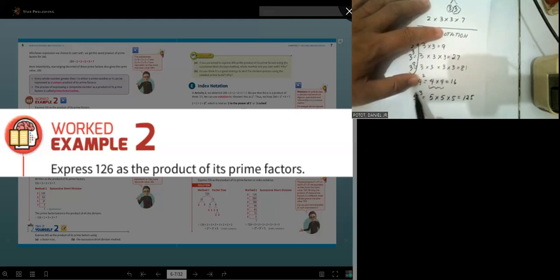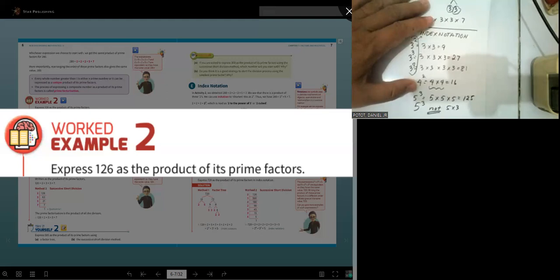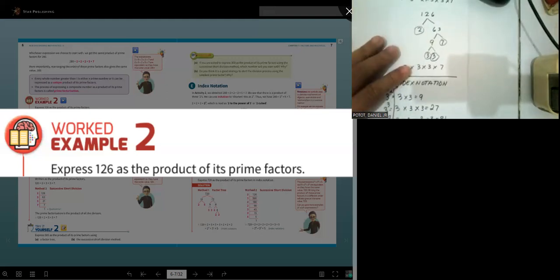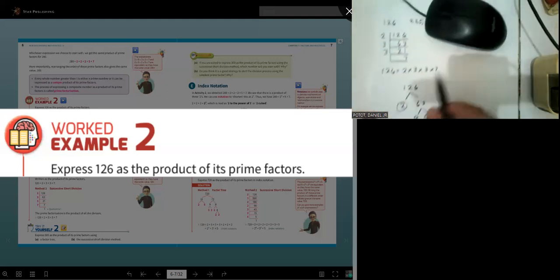So that is the meaning. Take a look. 5 raised to 3 is 5 times 5 times 5, not 5 times 3, but 5 times 5 times 5 equals 125. Therefore, why do we need to know this one? Let's try to look into this.